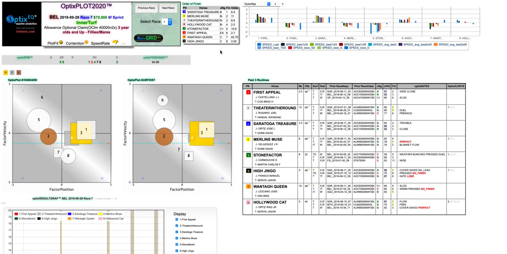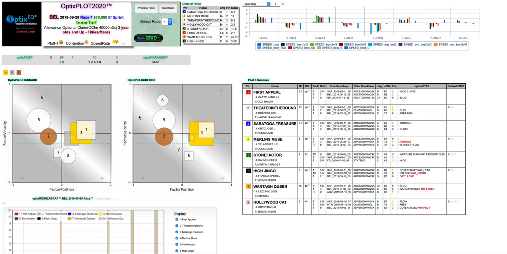The first thing to note in OptixPLOT 2020, when you go back in after the results, you'll see an order of finish box, right to the right of the header information, with the horse's name, their finish position, and also their odds. They're in finish position order. You also notice the plot is colored differently. It's colored with yellow or gold, silver, and bronze for win, place, and show. So the horses that finish first, second, third are colored that way.